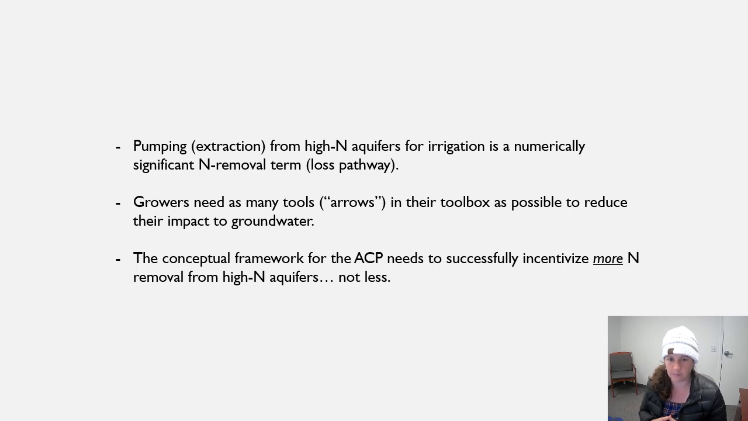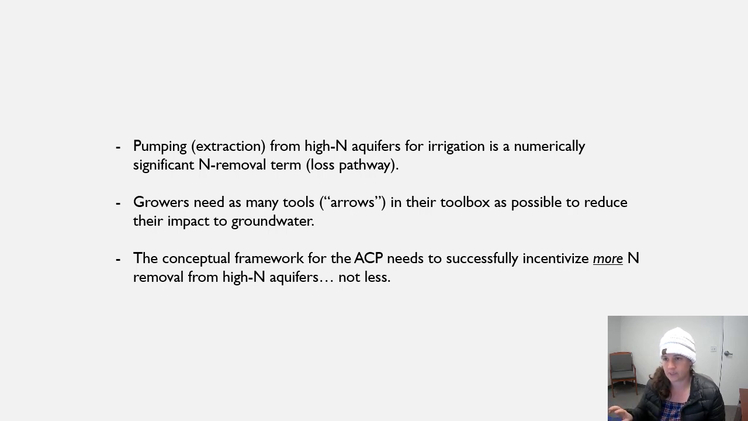But I think it's pretty clear pumping or extraction from high nitrogen aquifers for irrigation is a numerically significant nitrogen removal term. It is a loss pathway, plain and simple. Growers are going to need as many tools, aka arrows, in their toolbox as possible to reduce their impact to groundwater. And so we want to make sure that the conceptual framework for the ACP successfully incentivizes more nitrogen removal from high nitrogen aquifers, not less. And it's not clear to me that the A-R equation as it currently stands is doing that.